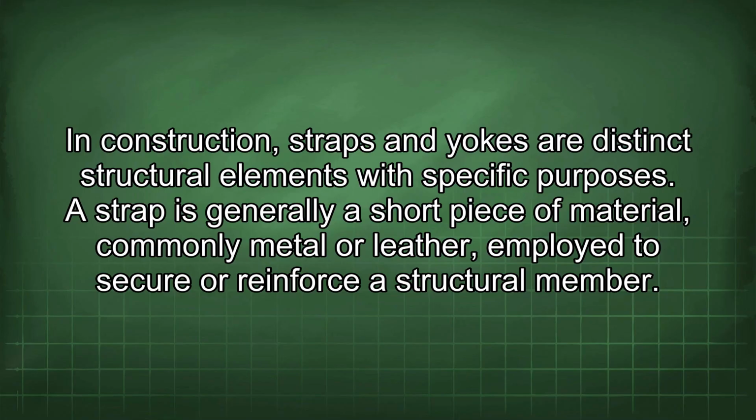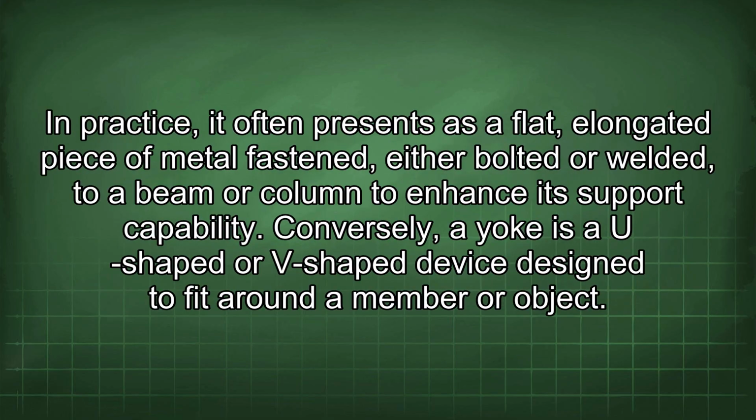In construction, straps and yokes are distinct structural elements with specific purposes. A strap is generally a short piece of material, commonly metal or leather, employed to secure or reinforce a structural member. In practice, it often presents as a flat, elongated piece of metal fastened, either bolted or welded, to a beam or column to enhance its support capability.